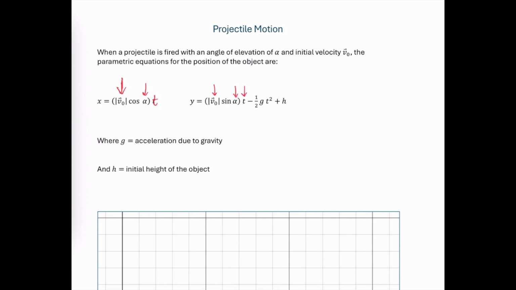And then over here in the y parametric equation, we do have g that is going to represent the acceleration due to gravity, and that value is a constant, either 9.8 meters per second squared if we're in the metric system, or 32 feet per second squared if we are operating in the British system. And then h is going to be the initial height of the object. That would be 0 if the object was fired from the ground, and if it was fired from some platform, we would look at the height of the platform as being the h value.